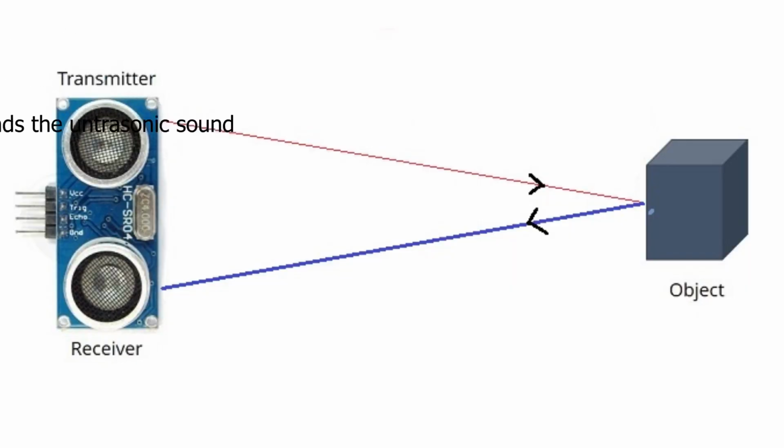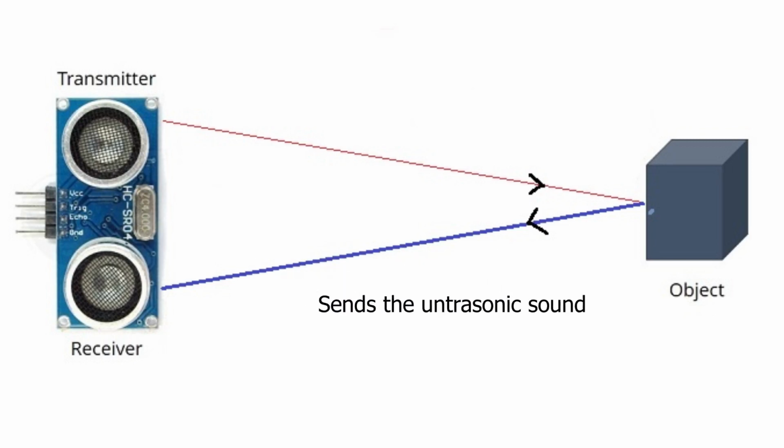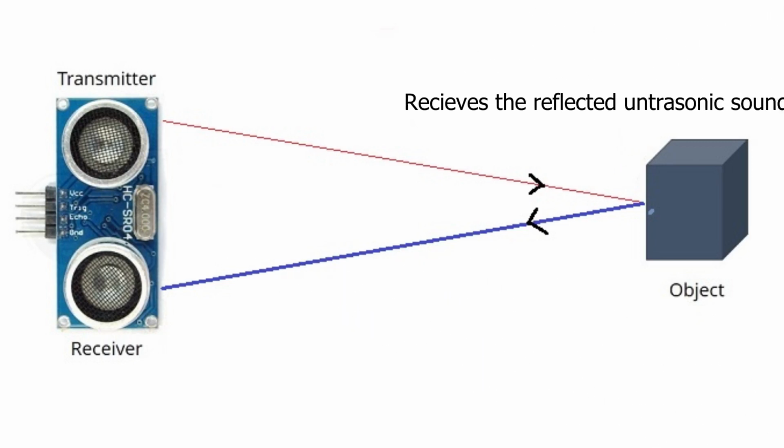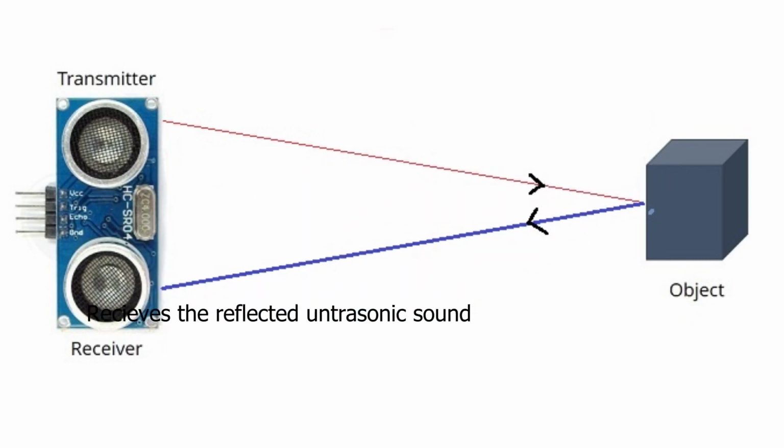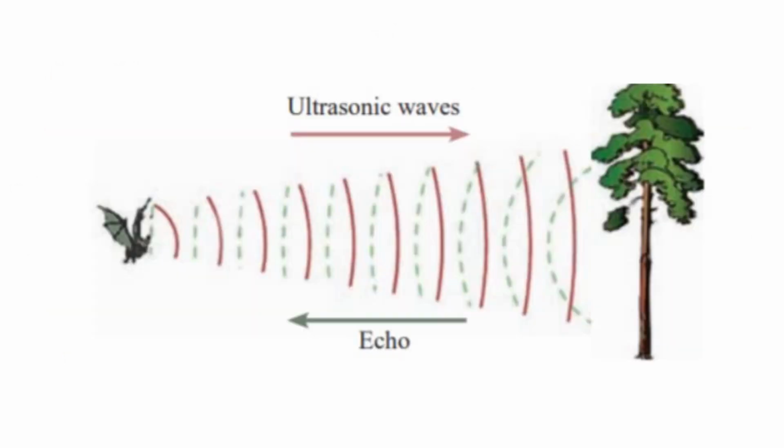The ultrasonic sensor sends the ultrasonic sound and the sound reflects on the object and returns back to the sensor. The sensor detects the distance by calculating the total time taken for ultrasonic sound to travel from the sensor to the object and return back. The bat also uses the same way to detect the obstacles.